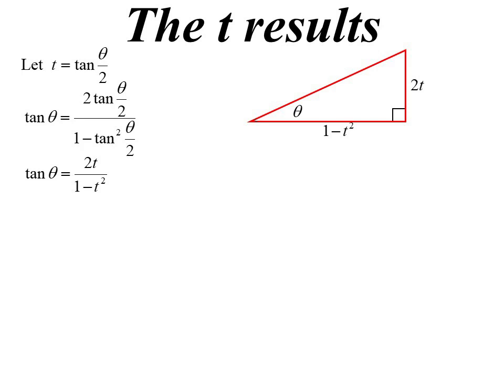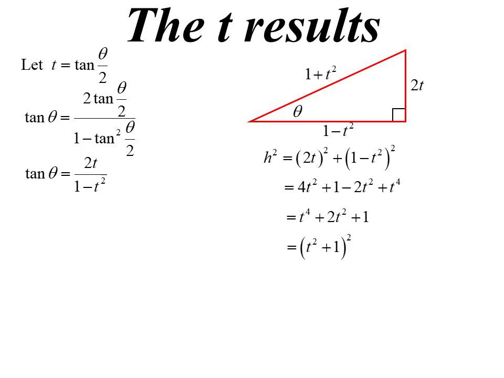I now draw up a triangle. So opposite over adjacent is 2t on 1 minus t squared. I can do a bit of Pythagoras, and we end up working out the hypotenuse. The hypotenuse must be 1 plus t squared. So the adjacent is 1 minus t squared, the hypotenuse is 1 plus t squared. And so from that we can create t results for the other ratios.